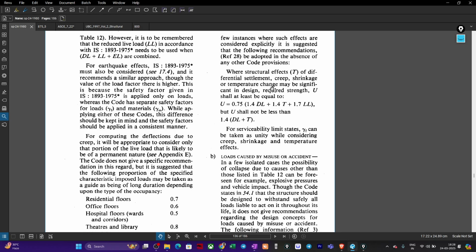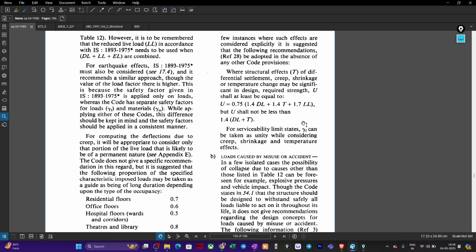So temperature change may be significant in design. When you have these conditions which can make a significant difference in your design, the required strength we need to assess using this combination: U is equal to 0.75 multiplied by the whole combination 1.4 times dead load plus 1.4 times T. I'll be considering this T as temperature load, so 1.4 times temperature load and 1.7 times live load.